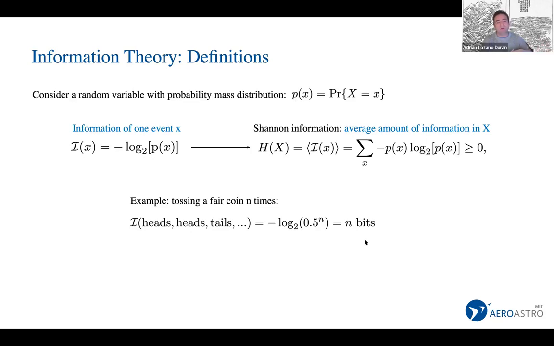So in general, we don't care about one event, we care about the average, what is happening on average, and that's what is called the Shannon information. It is just the expectation of that information, obtained by multiplying by the probability of each event. It's always larger than 0, and that's the average amount of information. So this is the quantity that I'll be using. And it literally means that.